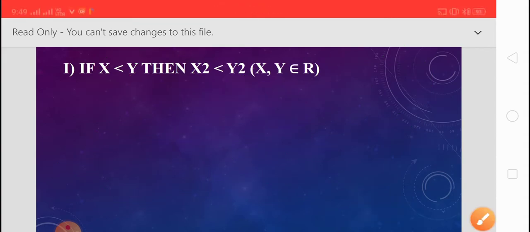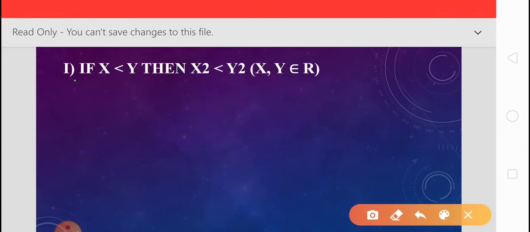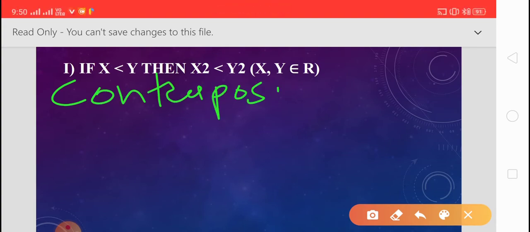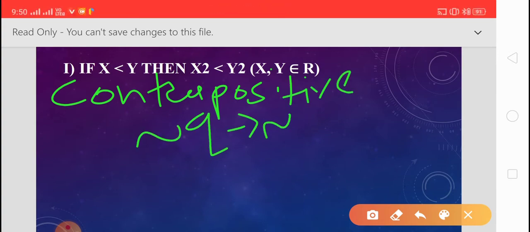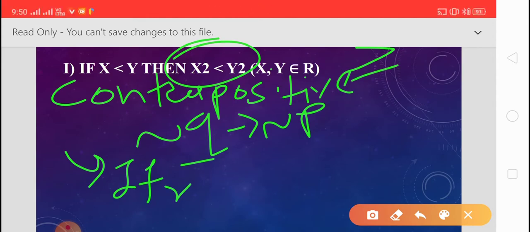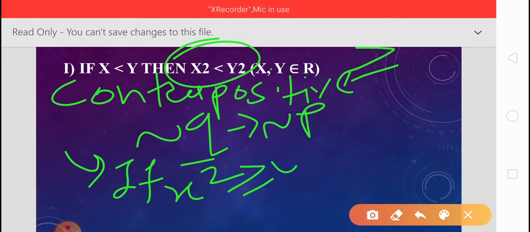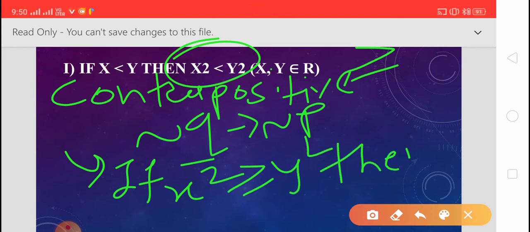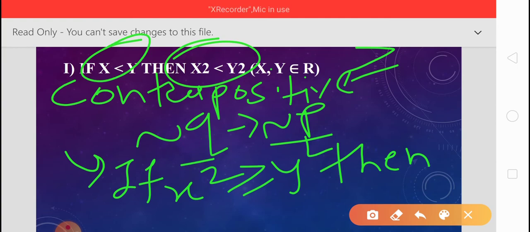Now the last concept is the contrapositive. Again write firstly the symbolic form. The contrapositive of this statement is negation of q implies negation of p. Now write the verbal form: if negation of q, so what is the negation of less than? It is greater than or equal to. So if x square greater than or equal to y square, then x greater than or equal to y.